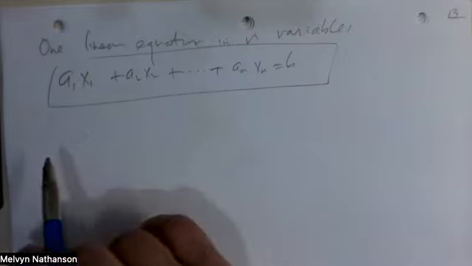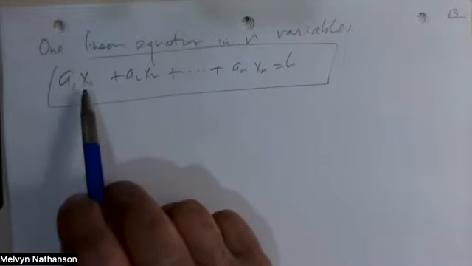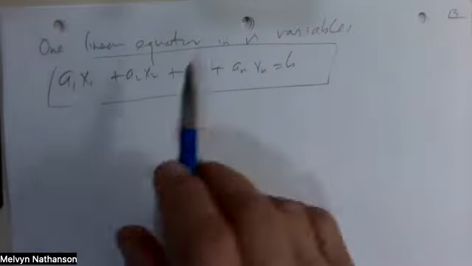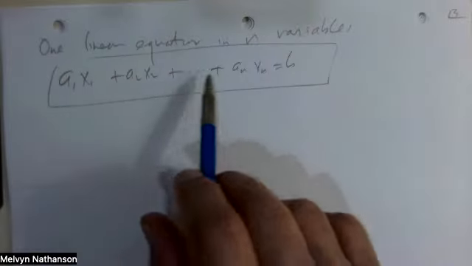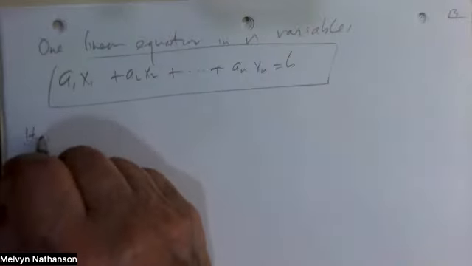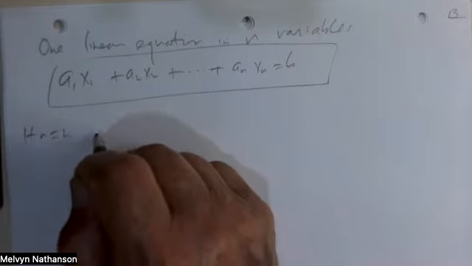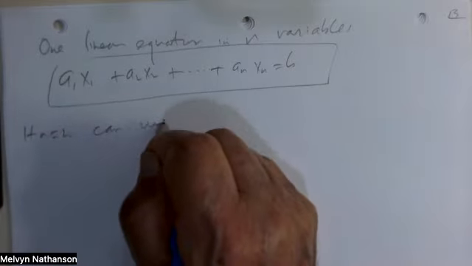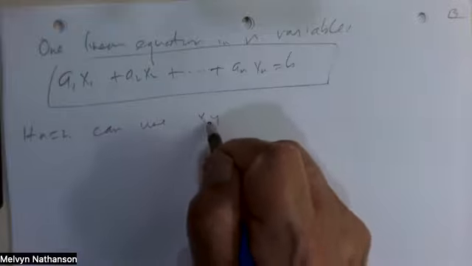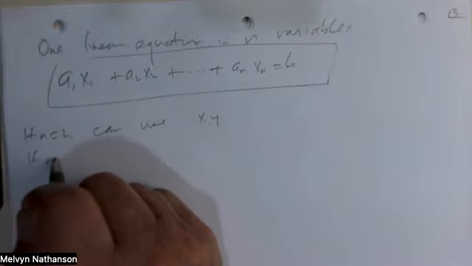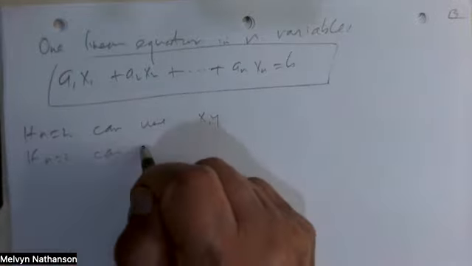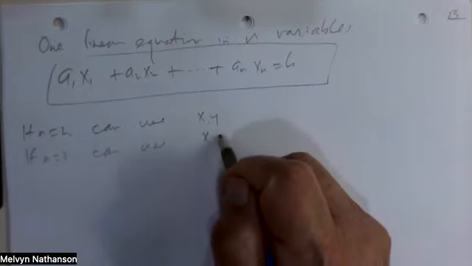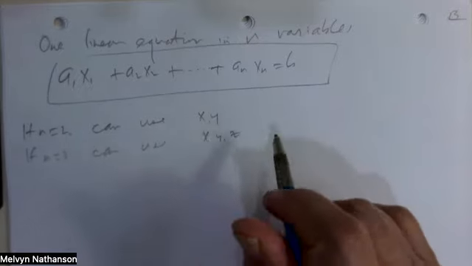And we're interested in solutions of that equation. Again, what we use as our symbols for the variables is not important. Here I'm using x1 up to xn. If n equals 2, if we like, we can use x and y as the variables. If n equals 3, we could use x, y, and z as the variables. It's completely up to us.